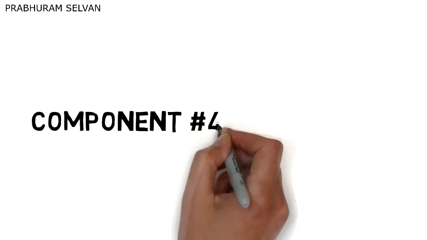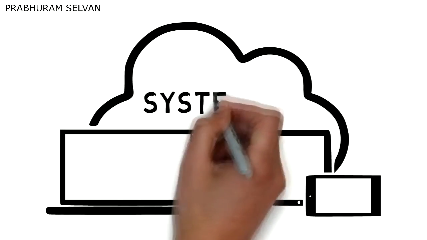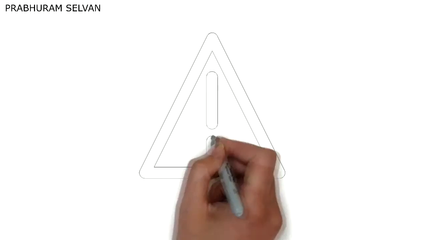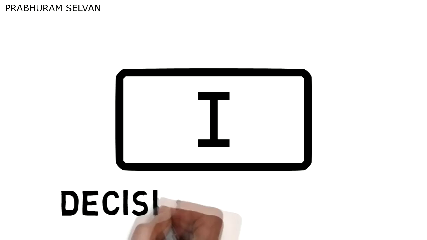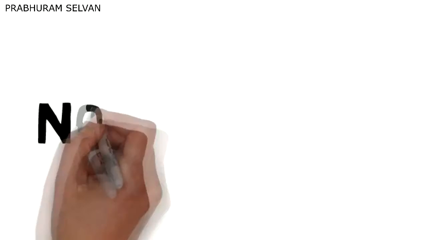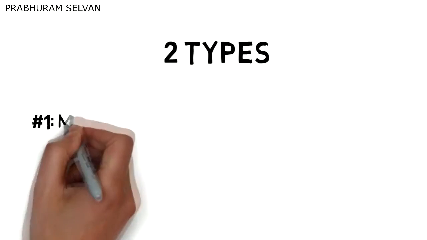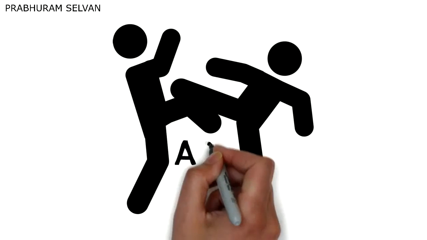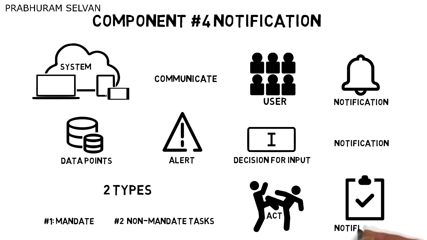Component number 4, the notification. Once you have the workflow, the system now needs to communicate with the users. So notifications are data points in which the workflow systems can alert the users and then assign tasks of decision or input. Notifications can be of two types: one, the mandate notifications, and two, the non-mandate notifications. Based on the type, the user will be forced to act on the notified task.